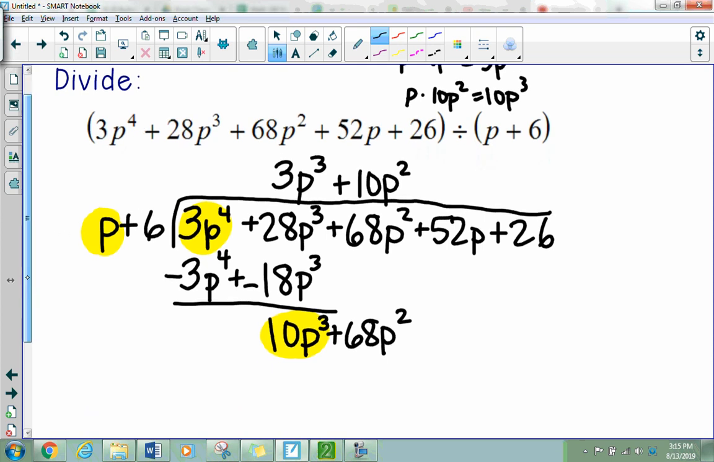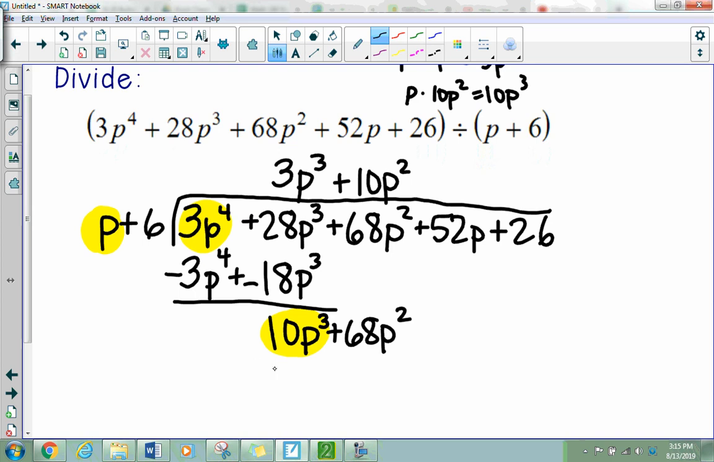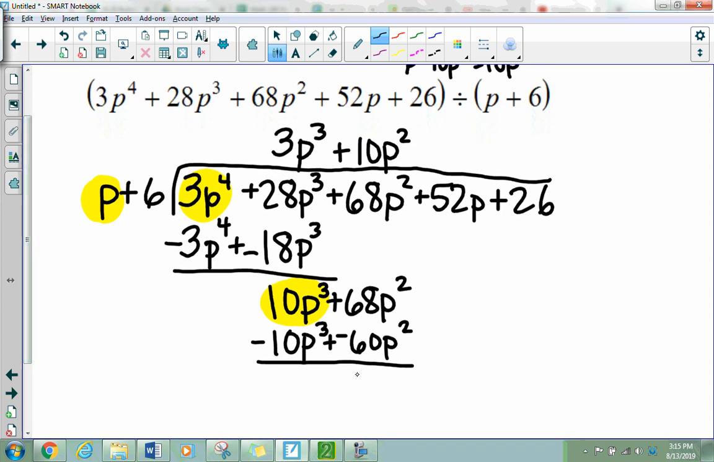So 10p to the second times p is 10p to the third. 10p to the second times 6 would be a positive 60p to the second. I need to change both signs so that I can subtract these. 10p to the third minus 10p to the third cancels out. 68p to the second minus 60p to the second leaves me with 8p to the second. Bring down your next term of plus 52p and keep going.